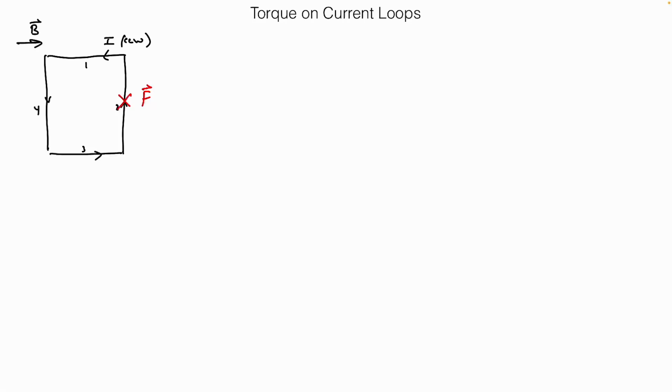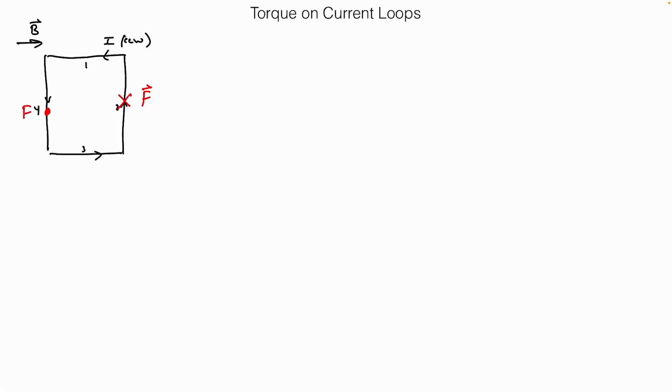All right, so it's not 0. The net force is 0. But the forces on the individual segments are not 0. I mean, they're the same magnitude, aren't they? Pointed in opposite directions. Okay. But the torque here is not 0. Yes. Counterclockwise. CCW.